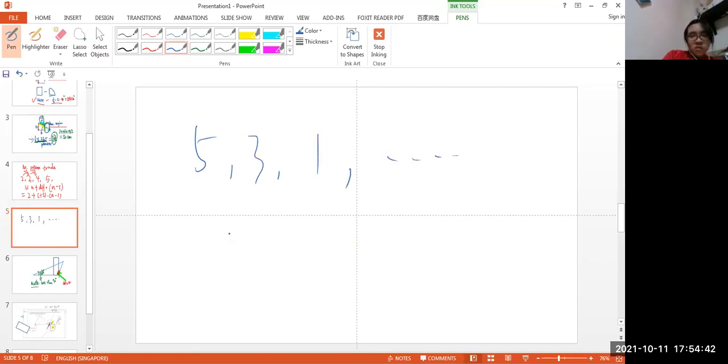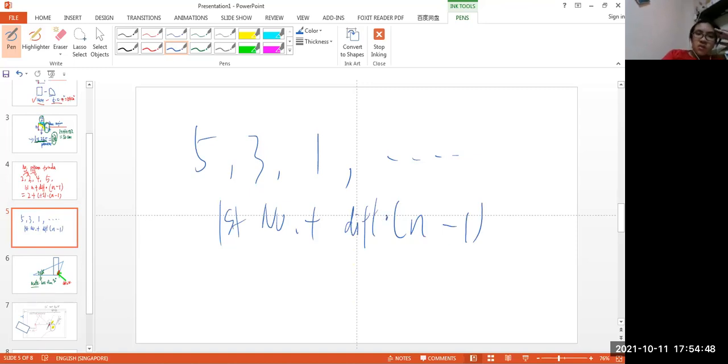What about this? What's the first number? 5. What's the difference? 2. Wrong. Minus 2. Why minus 2? 5 minus 2 equals 3. So, minus 2 or 2? Minus 2. When are you going to remember? When are you going to remember?